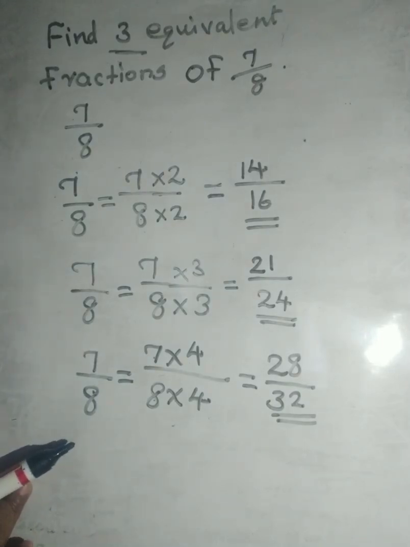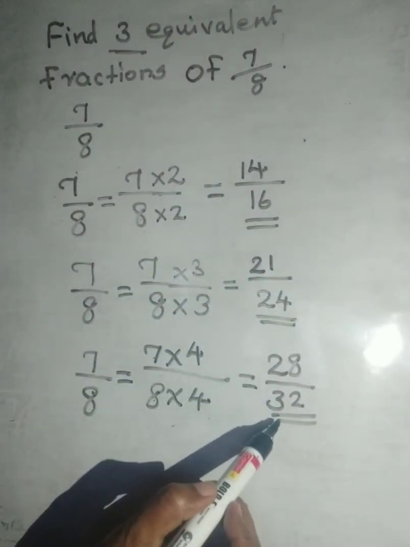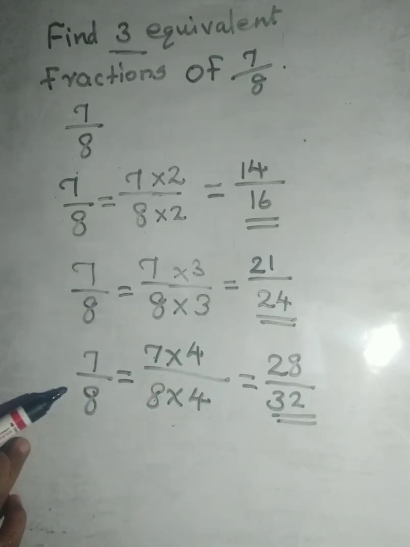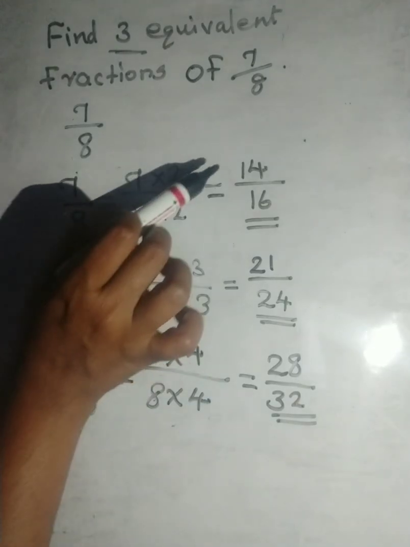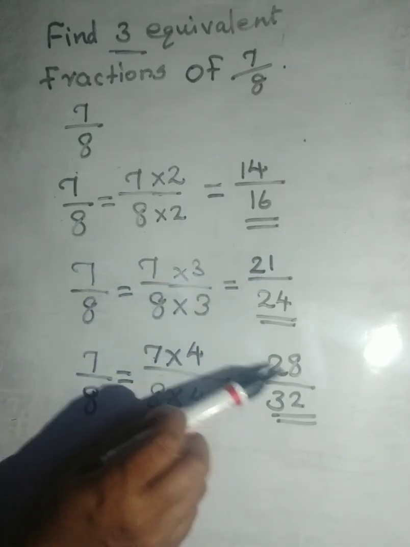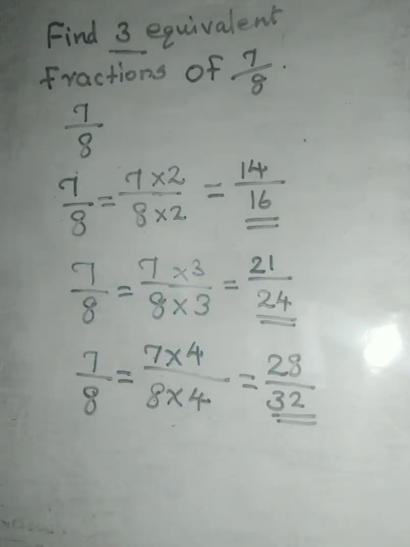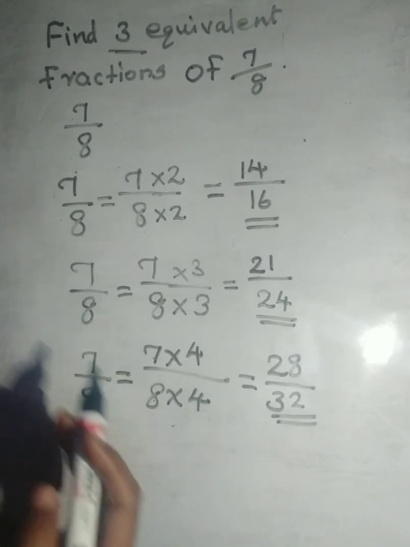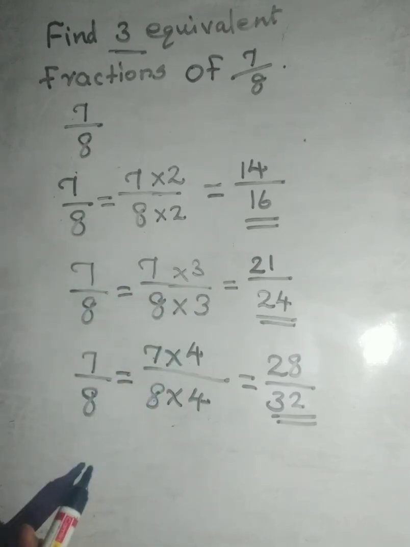So we found 3 equivalent fractions of 7 upon 8. Which are they? That is 14 upon 16, next one 21 upon 24, next one 28 upon 32. So we can say we can make many equivalent fractions, an infinite number of equivalent fractions of a given fraction.